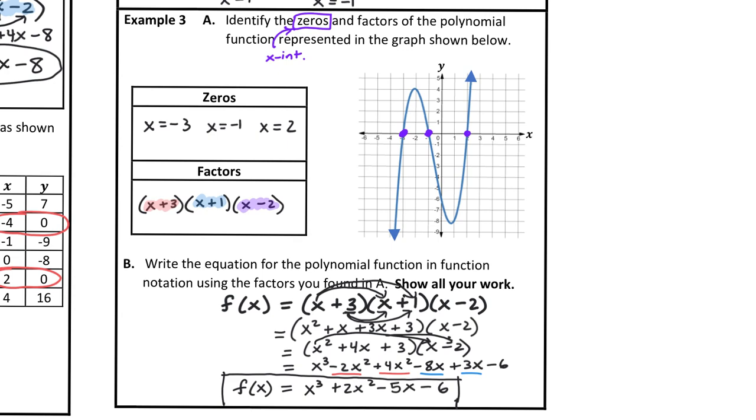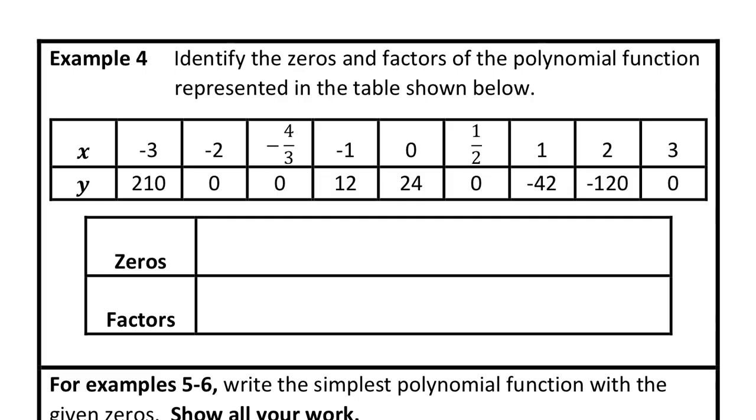Okay, so let's go over to example 4. This one says, identify the zeros and factors of the polynomial function represented in the table shown below. So remember, zeros happen when y equals 0. So I have y equals 0 here, y equals 0 here, and y equals 0 here, and y equals 0 here. So I actually have 4 x-intercepts, 4 zeros.